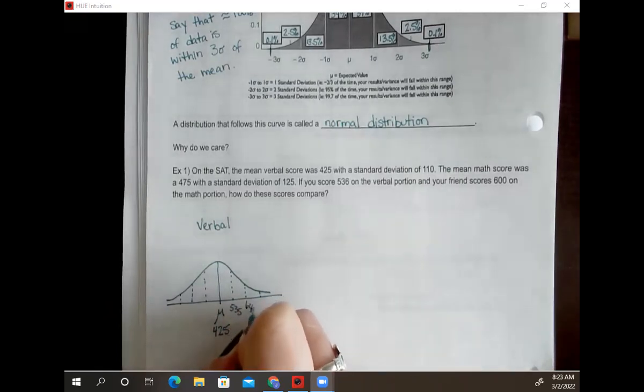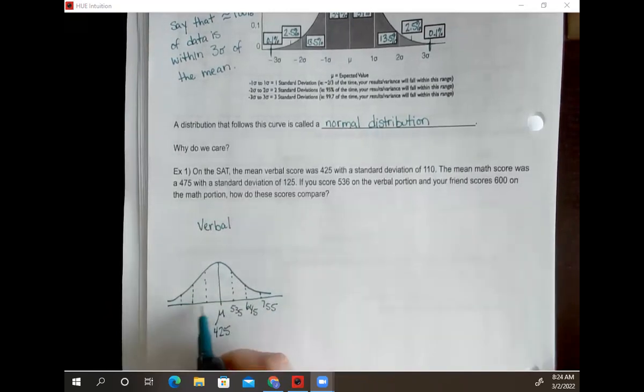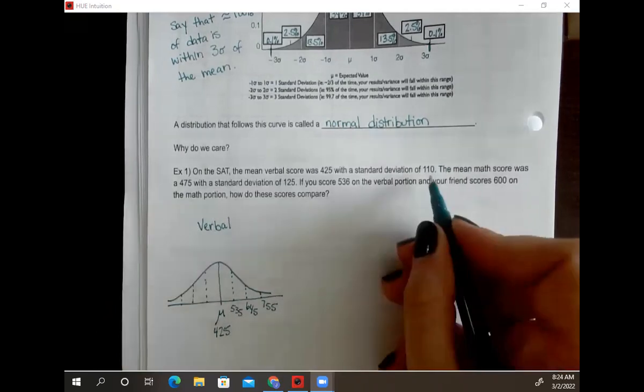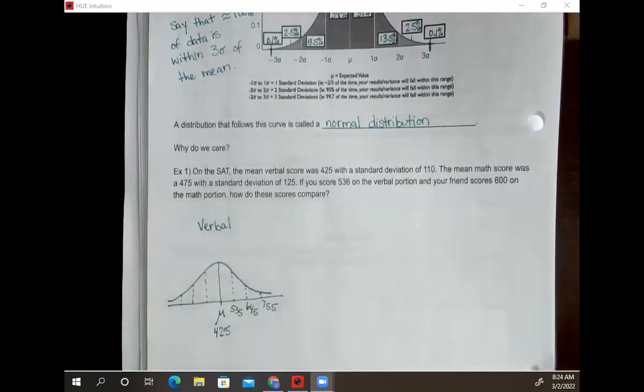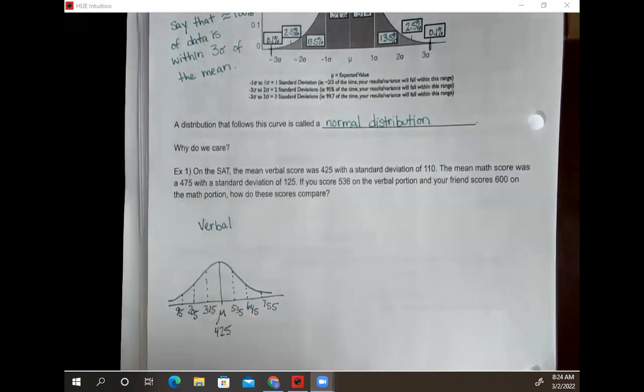So this would be 535, 645, and then 755. And then I'm going to label below as well. This time I'm going to subtract the standard deviation. So this would be 315, 205, and 95. Okay, these are where my scores fall.